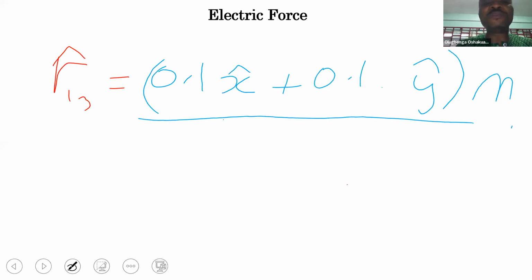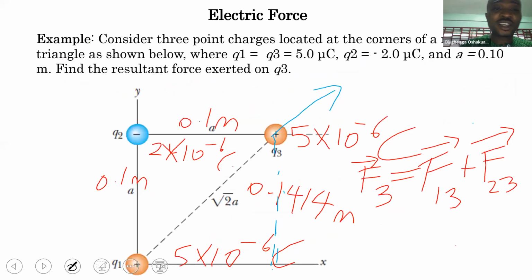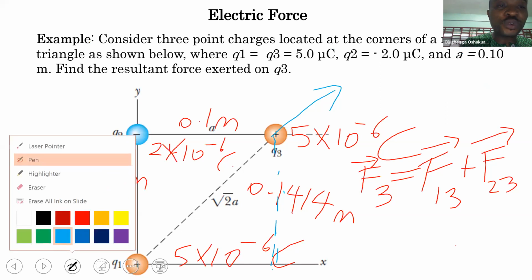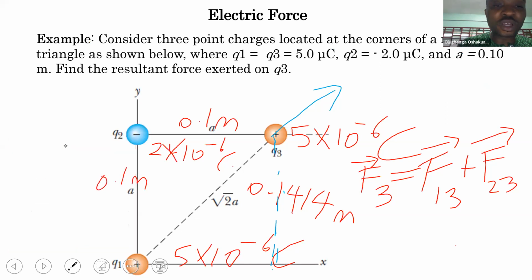Then divided by the magnitude. What we have just said is that Q1 to Q3 means a force which Q1 is exerting on Q3, and the direction is 0.1 meter to the right, 0.1 meter upward, and the resultant will point in the direction of this blue arrow.